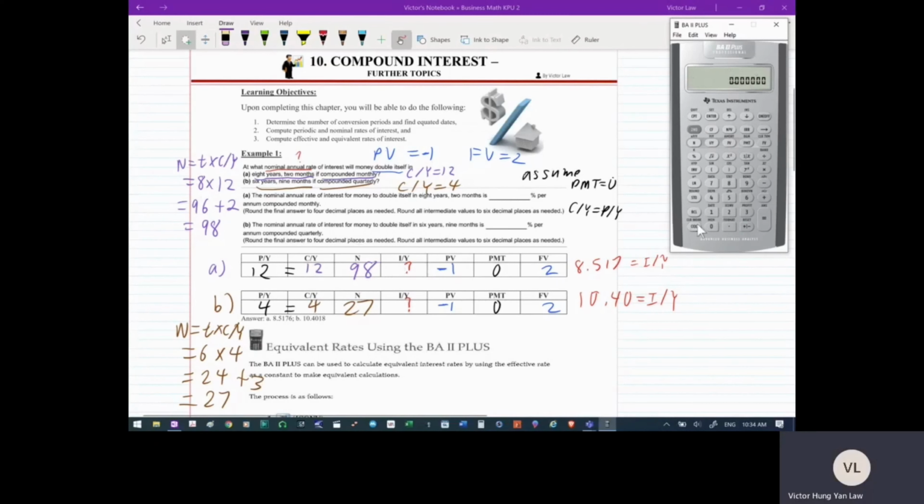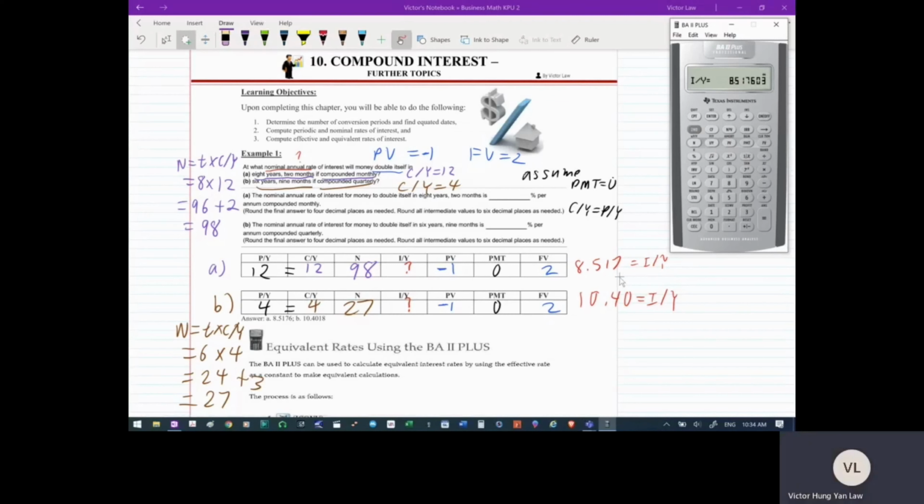Once you type in the PY and CY, then we're going to type in the 98. So we clear. And then we type in 98, so number first, and then you press N. The next number is present value, so we're going to type in the present value next. So to type in the present value is -1. So what we do is we click the number first, so 1, and then plus minus. Plus minus represent the negative. So 1 plus minus, and then you choose PV. And then you press 0 for PMT, and then you type in 2 for future value. And then you press compute, and then we're computing for IY, and you're going to get 8.517.